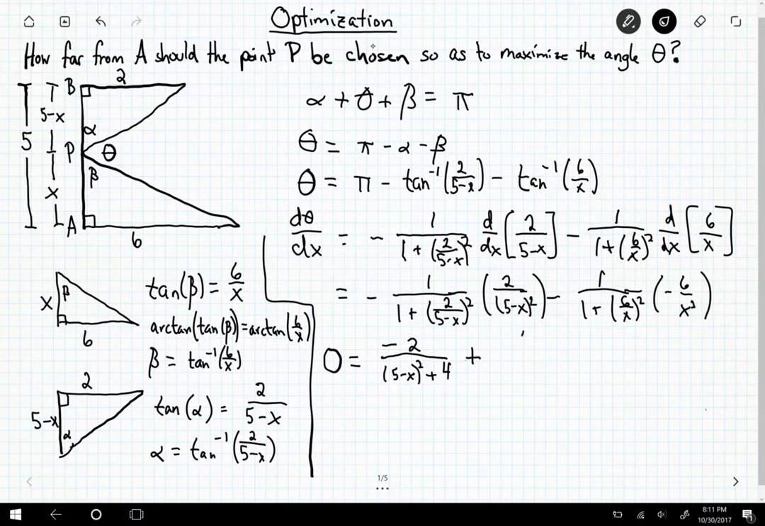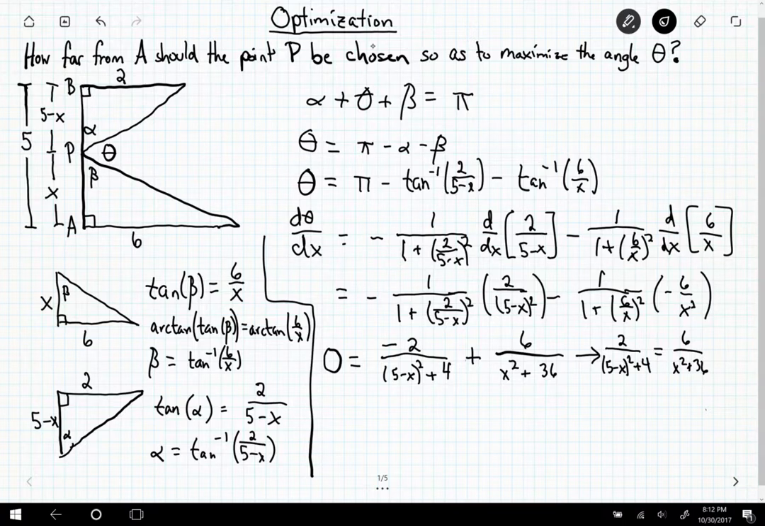And so in this case, we're going to get 6 over, and then distribute that x squared to both terms. You get x squared plus, well, you'll have a 36 over x squared times an x squared, so that becomes just 36. And so that's our answer there. Now this can lead to the equation. Just move that negative 2 and then that (5 minus x) squared plus 4 stuff over to the other side. You get 2 over (5 minus x) quantity squared plus 4 equals 6 over x squared plus 36.